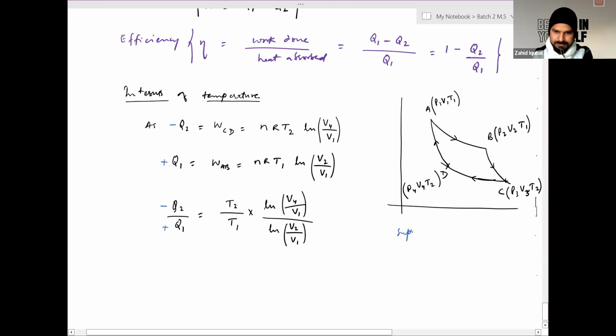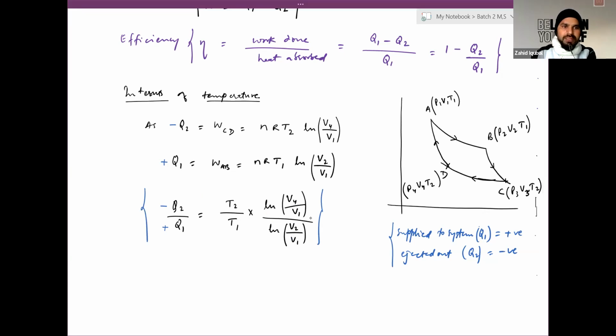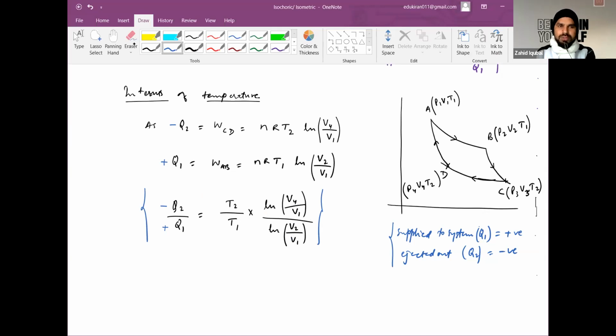Heat supplied to the system will be positive, and heat being ejected out will be negative. I've just used this particular sign convention in this part. Now we have to somehow relate these volumes so that the ln part gets cancelled out. We're left with Q2 over Q1 equals T2 over T1. So let me show you how to solve this part.